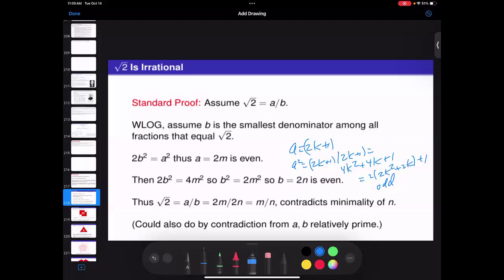But this gives us that a is even, so we can write a as 2m. So 2b squared is 4m squared, so b squared is 2m squared. So the same argument now gives us 2 divides b. Well, if a and b are relatively prime and 2 divides a and 2 divides b, that's a contradiction. Therefore, the square root of 2 is irrational. So everybody has seen this proof.